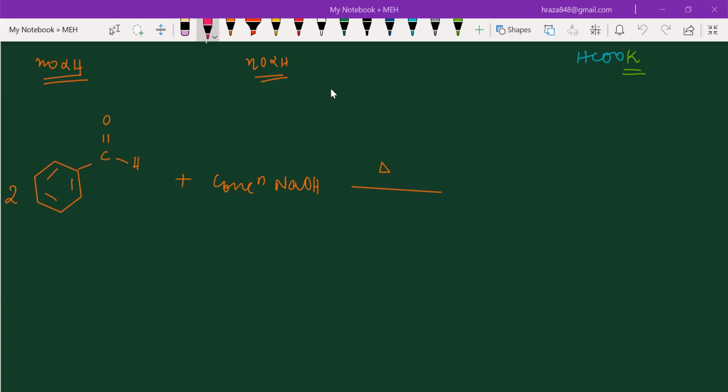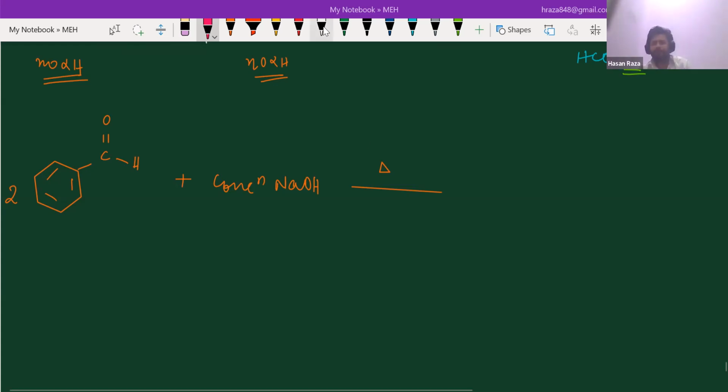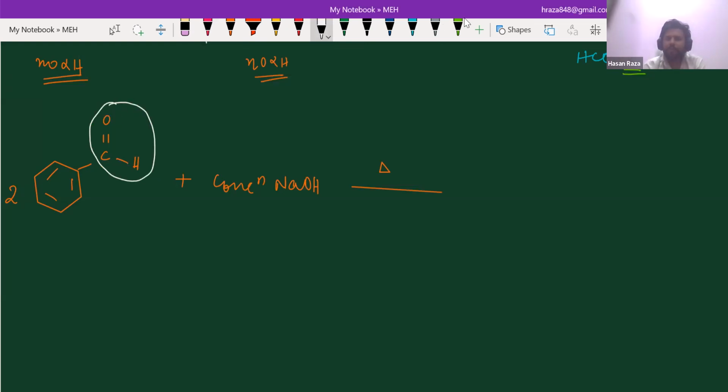Can you do this, Nafisa? No, sir. Okay, it's very easy, Nafisa. It's very easy. So this is the main functional group. Can you tell me? This is the main functional group, yes or no?